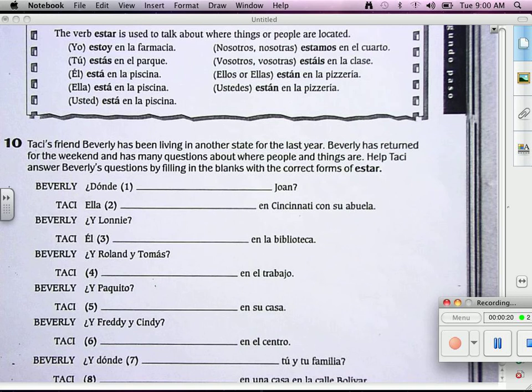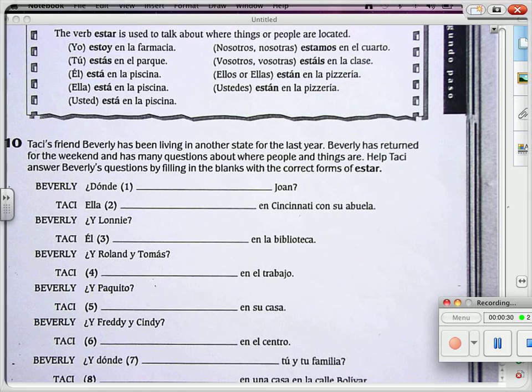So what we want to do is ask ourselves the questions that we asked ourselves in class, to figure out what form of estar we're going to use to fill in the blanks. All right, so Tacy's friend Beverly has been living in another state for the last year. Beverly has returned for the weekend and has many questions about where people and things are. Help her answer Beverly's questions by filling in the blanks with the correct forms of estar.